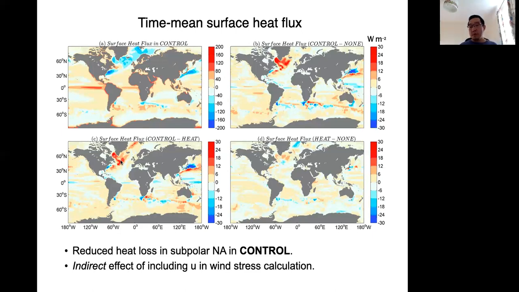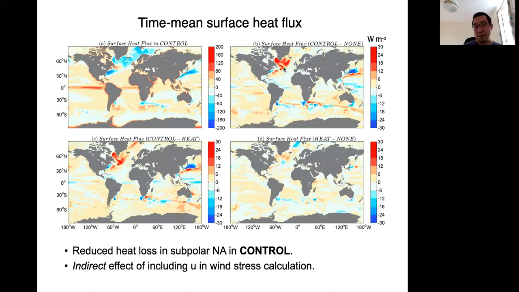Because this model is ocean only, so also ocean CLS only, the atmospheric field is prescribed, so they're the same for all three experiments, for control, heat, and none. So this heat flux difference has to come from the ocean, has to come from the difference in SST. So in control, we have less heat loss, which means in control, we should have a colder SST field.